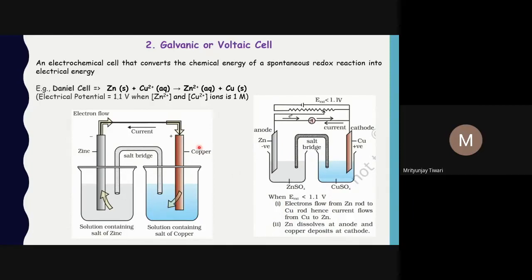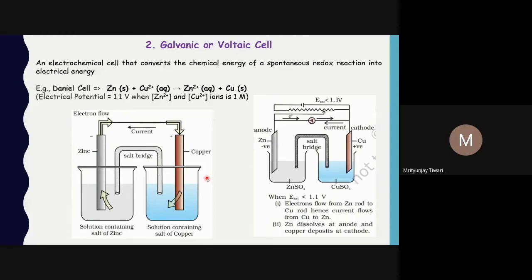So what we see is that the electrical potential of this Daniell cell, when the concentration of zinc and copper ions is 1 molar, is 1.1 volt. That is the potential difference it creates when the zinc ion concentration in the anodic half is 1 molar, and the copper ion concentration in the cathodic half is also 1 molar. So the electric potential is 1.1 volt, which is the EMF of this cell, the electromotive force. What is that? We will see a little later.